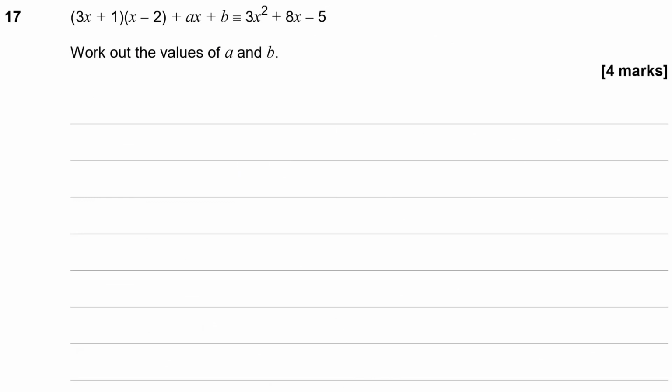In question 17 we have an identity. We've got 2 expressions and we're told they're identical to each other, and we need to work out the values of a and b. Okay, just take care with these sorts of questions. This is an identity, so it's true for all values of x. We're not trying to solve for x here or anything.